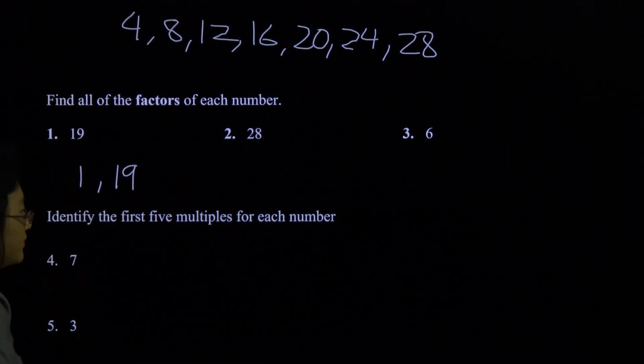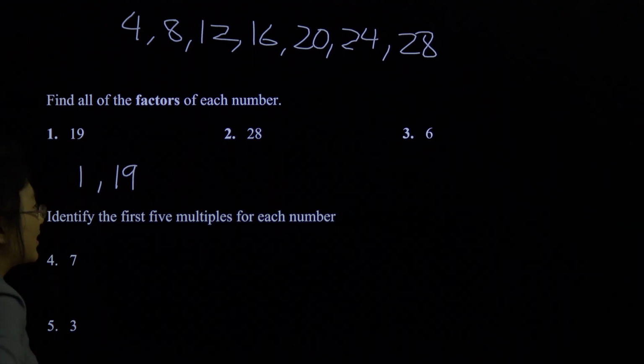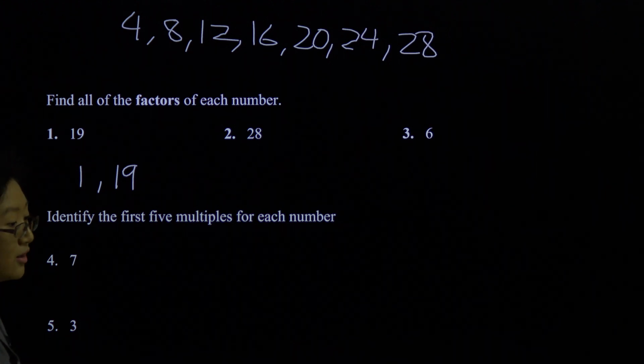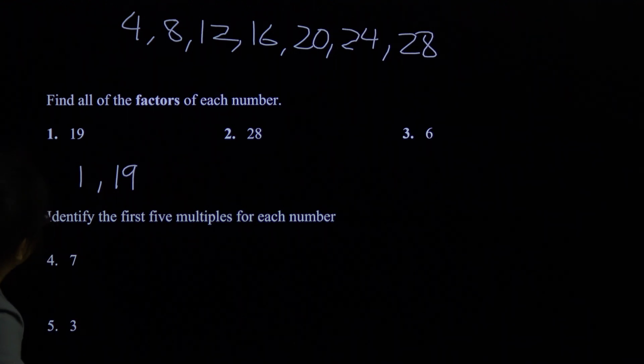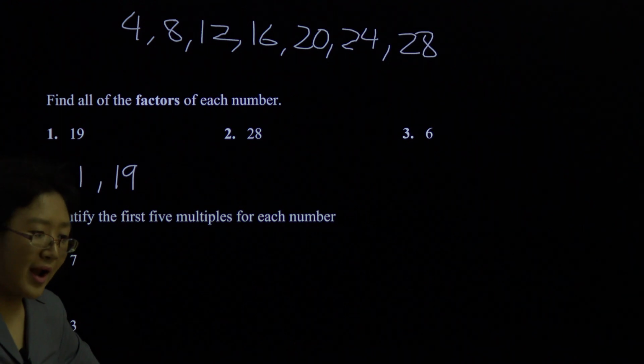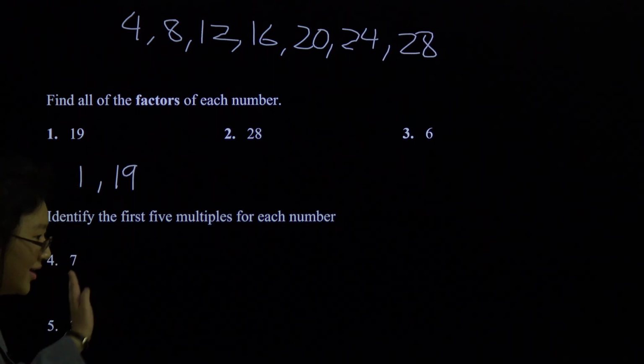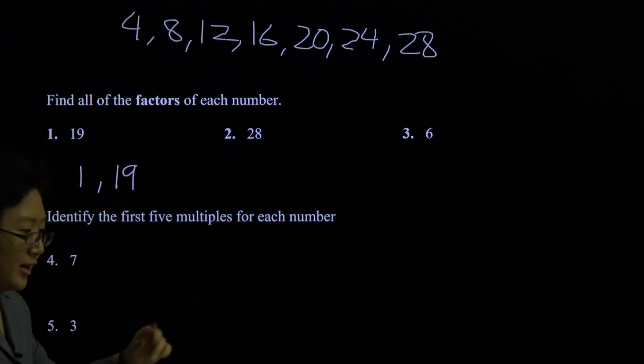19 divided by 2, you're not going to get a whole number. 19 divided by 3, you're not going to get a whole number. 19 divided by 4, you're still not going to get a whole number. 19 divided by 5, you're not getting a whole number here. 19 divided by 6, nope. 7, nope. 8, nope. 9, nope. 10, nope. And we're already over half, so there's no point in going any further.